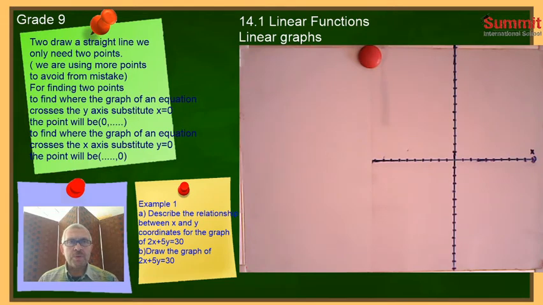Now, how does it work? For finding 2 points, to find where the graph of an equation crosses the y-axis, we are going to substitute x is equal to 0. At the end we will get a value for y, and our point will be 0, that value. To find where the graph of an equation crosses the x-axis, substitute y is equal to 0. The point will be what we found, and 0.